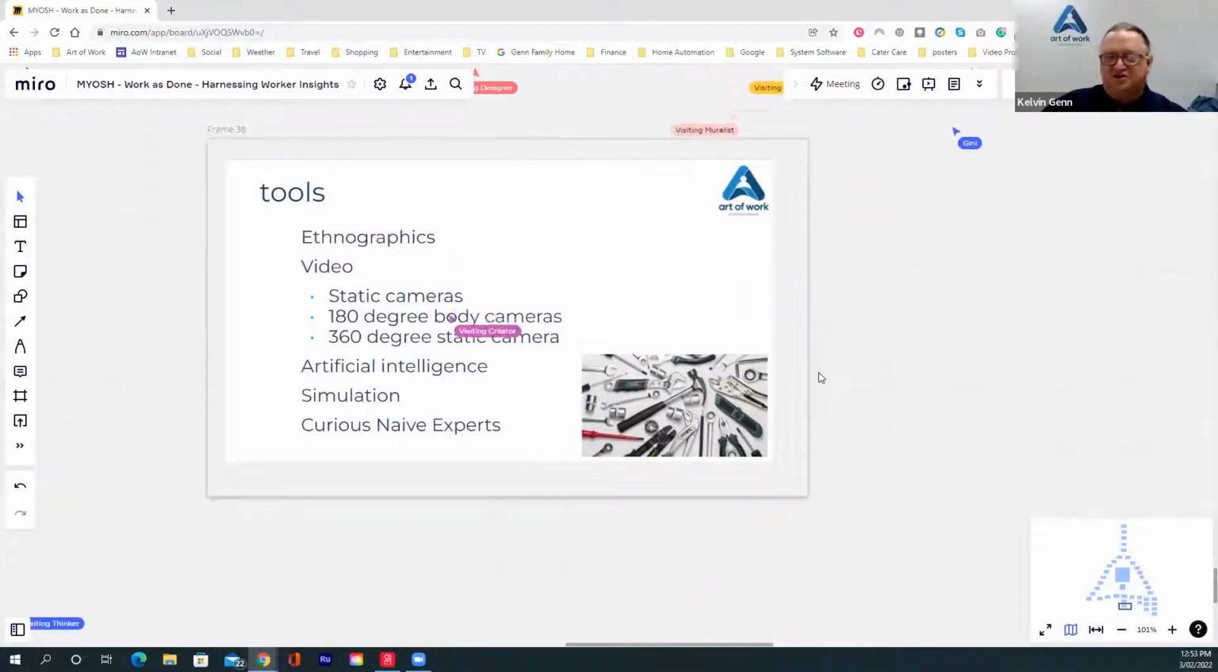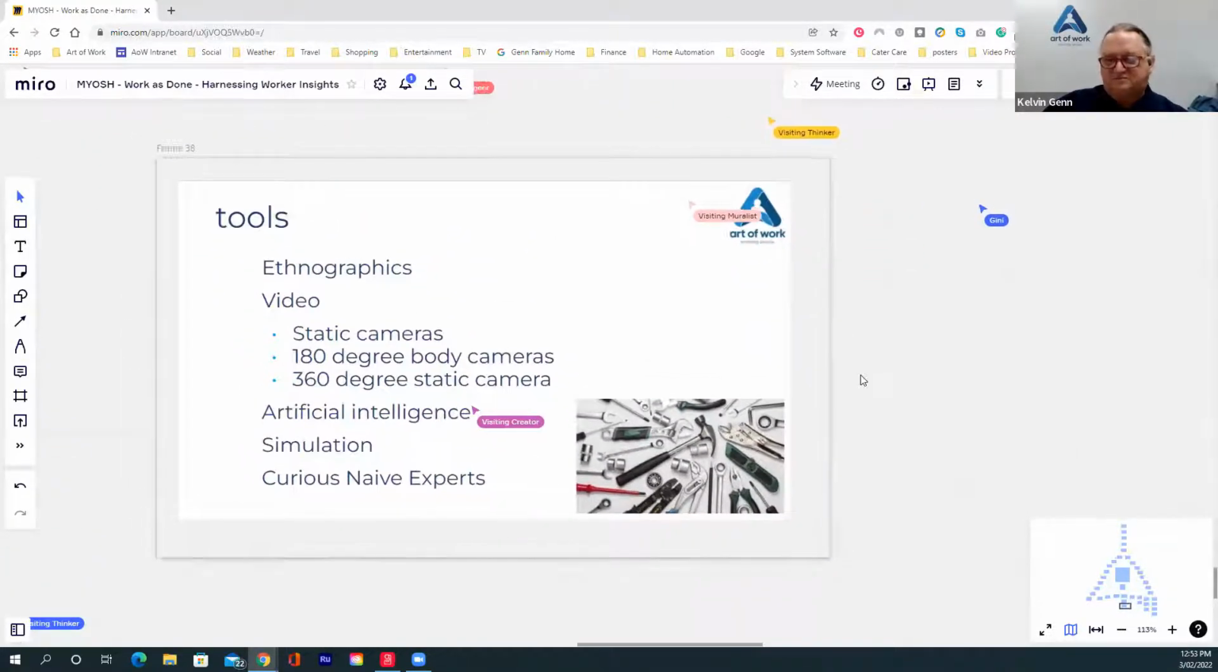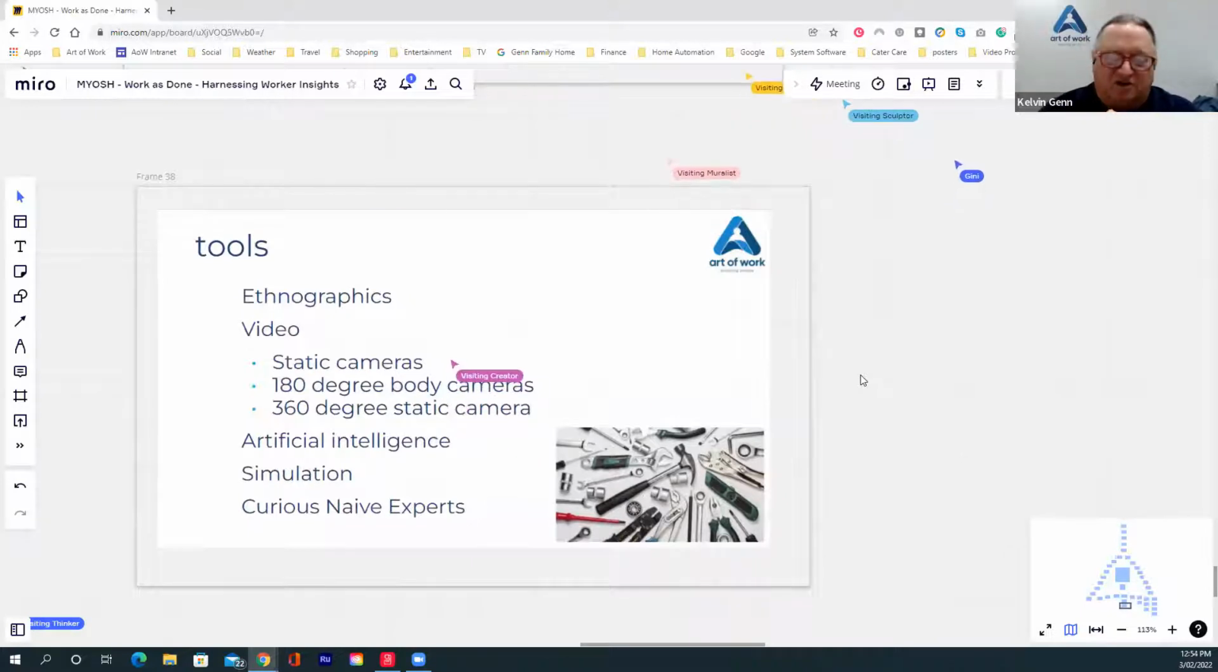So the tools that you need to harness these worker insights, it's really important to try and capture as much as you can through the interactions that you have.